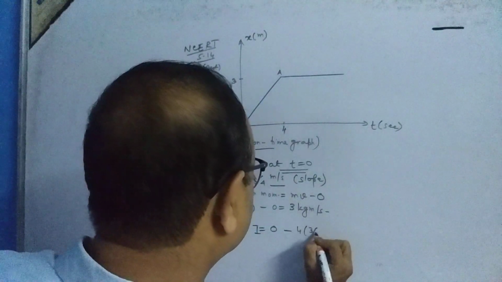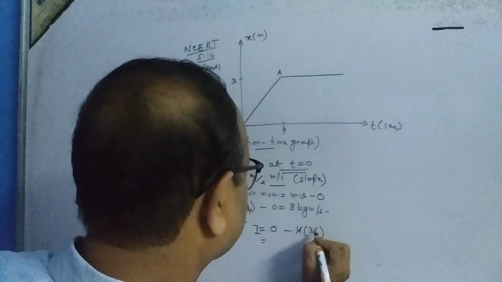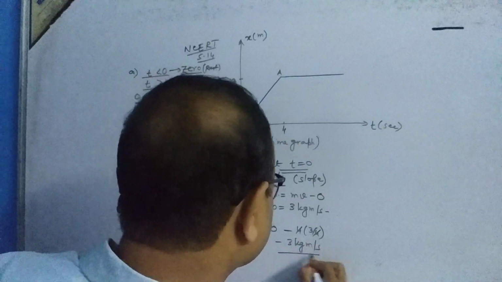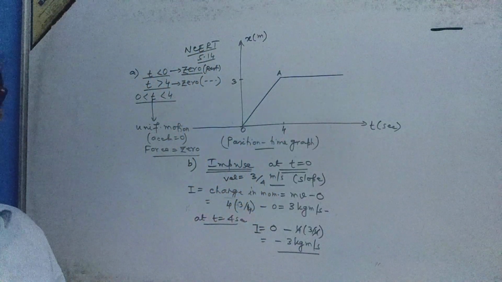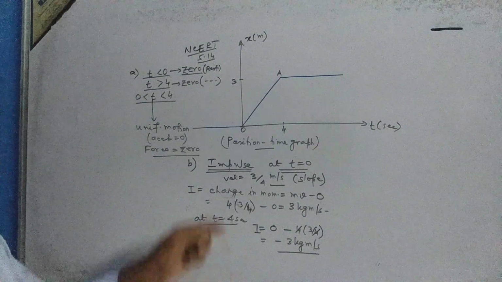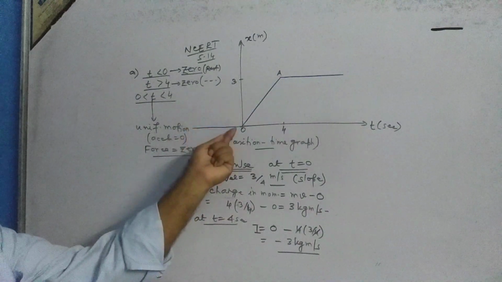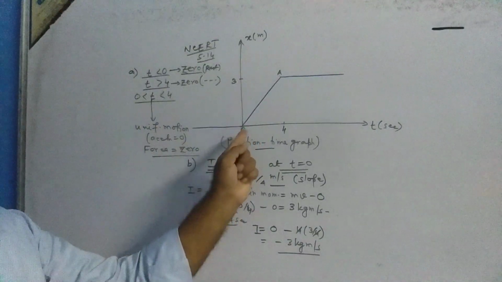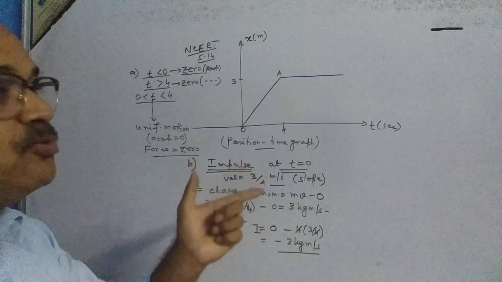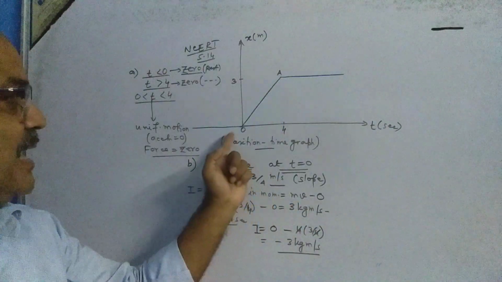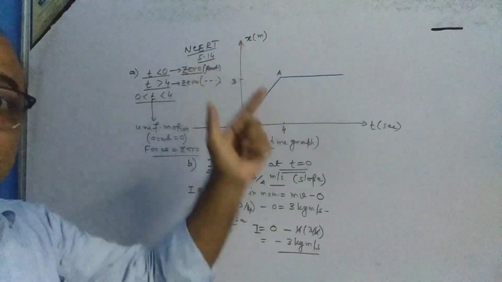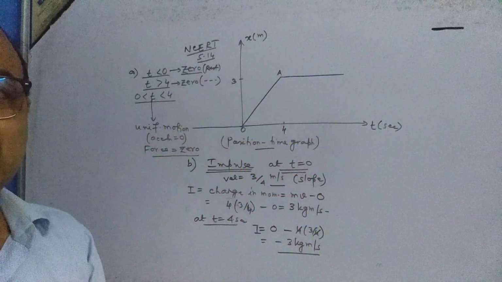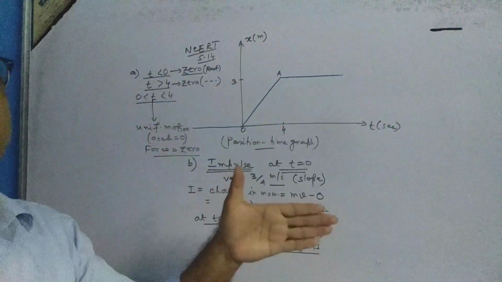initially 4 × 3/4, means how much? It cancels, how much, minus 3 kg m/s. Okay, that means here the body is changing its state, due to which at this point an impulse acts and the body comes into motion at O, and here again an impulse is acting on it, due to which the body comes to rest. This impulse and this impulse are in the opposite direction.